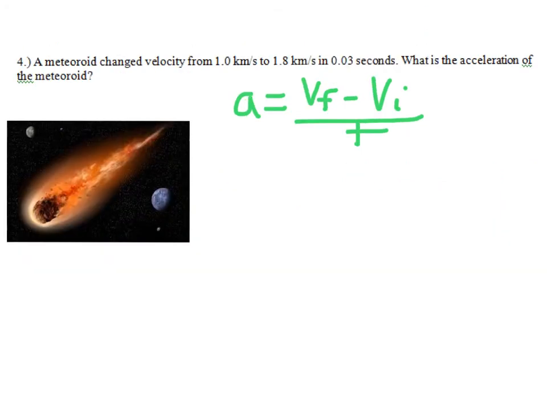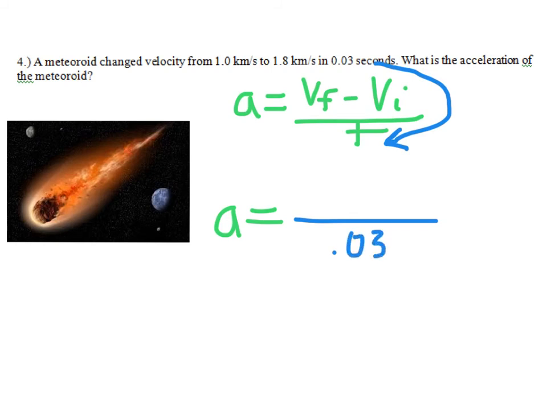Alright, our very last problem is talking about a meteoroid. It says a meteoroid changed velocity from 1.0 kilometers per second to 1.8 kilometers per second in 0.03 seconds. What is the acceleration of the meteoroid? So I'm going to have A equals, and then I need to find my variables here. Looking at the problem, I know that this 0.03 seconds must be time. It's in seconds, so I can write out over 0.03 seconds to start, because time always goes on the bottom.